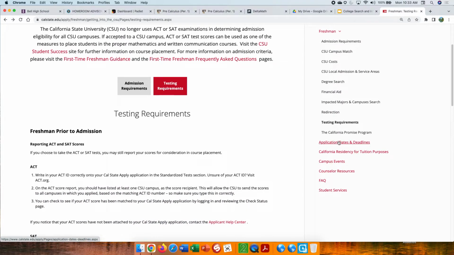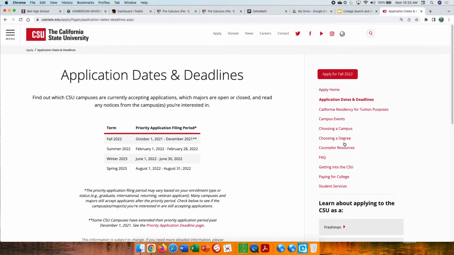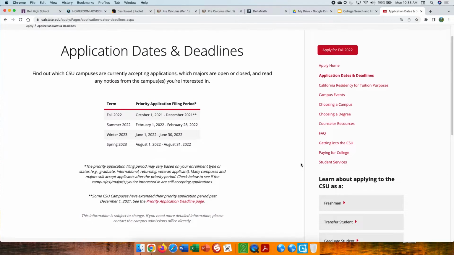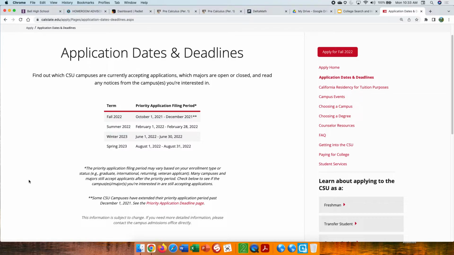Application dates and deadlines. Okay. And then you click on there. Boop. Okay. So try to get a picture of this whole thing right here, the whole thing. So this is like the 7th picture, right? This is the 5th. No, this is like the 7th. Oh, the other one.